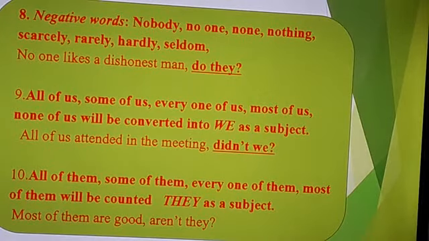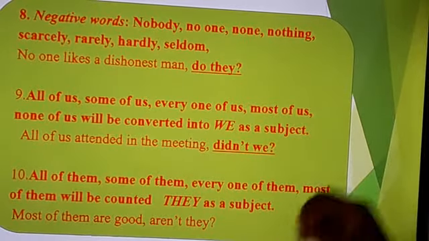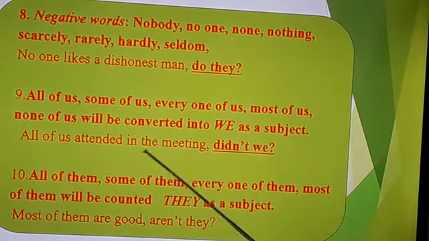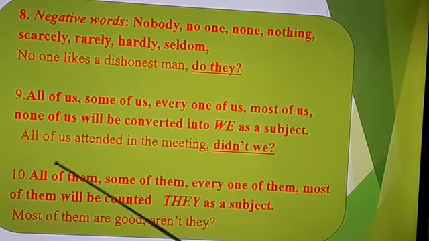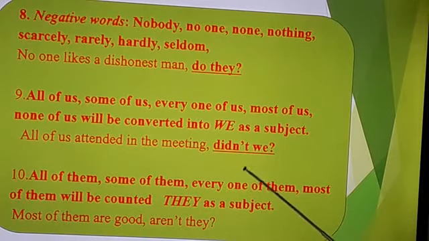And next, rule number 9. All of us, some of us, every one of us, most of us, none of us will be converted into we as a subject. For example, all of us attended the meeting. Didn't we? Because of all of us, we have to take we. And then all of them, some of them, every one of them, most of them will be counted as they in the subject. For example, most of them are good, aren't they? Alright, dear students, I think you understand.